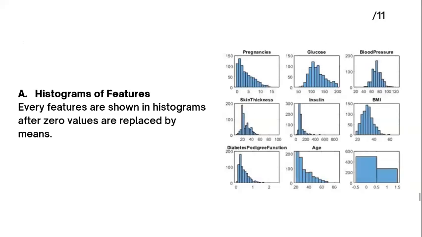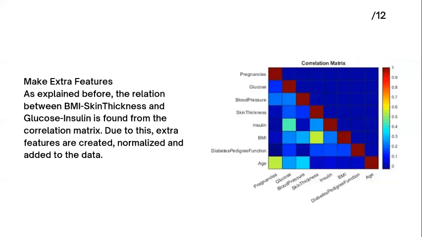Next, please. Histograms of the features were obtained and they were interpreted in a more meaningful way. Then a correlation matrix was obtained to describe their relationship with each other. Here, the relationships of some features with each other were not strong. Finally, normalization was performed for easy learning.